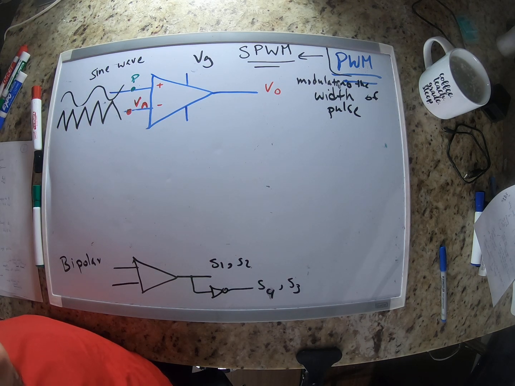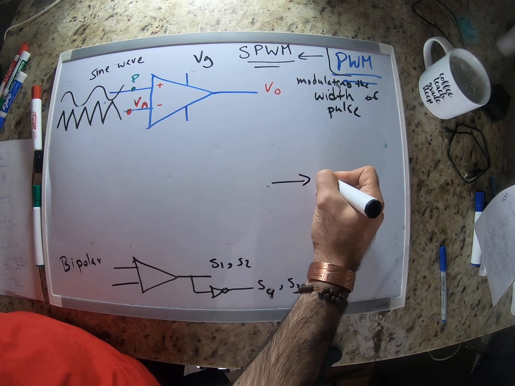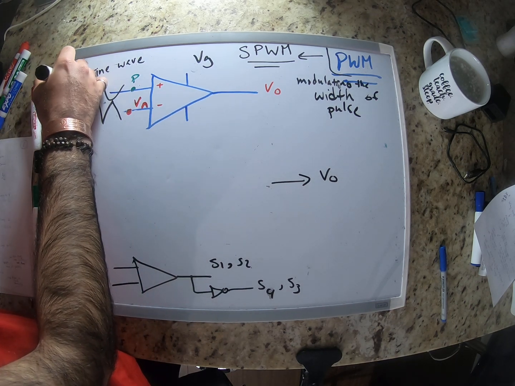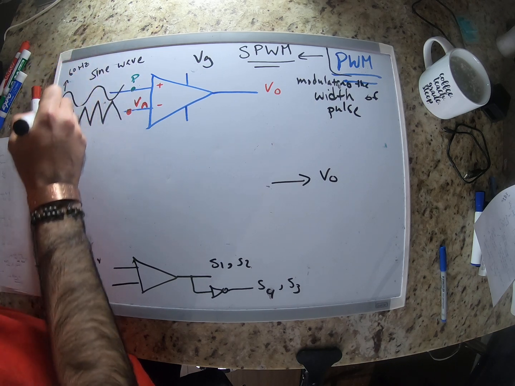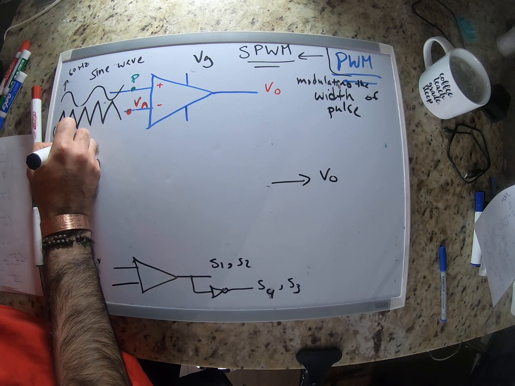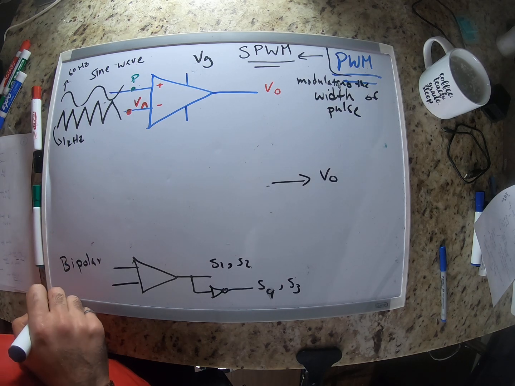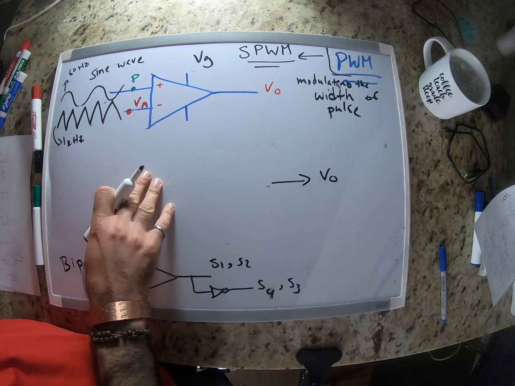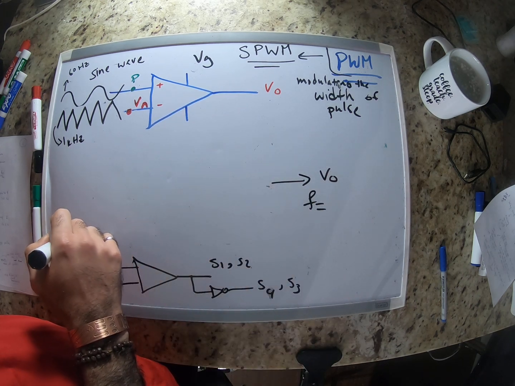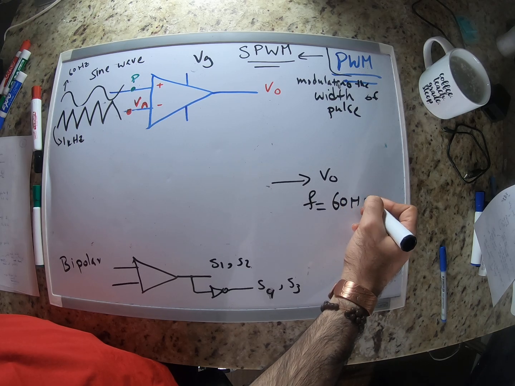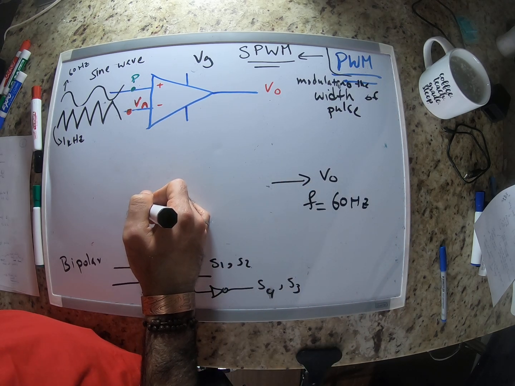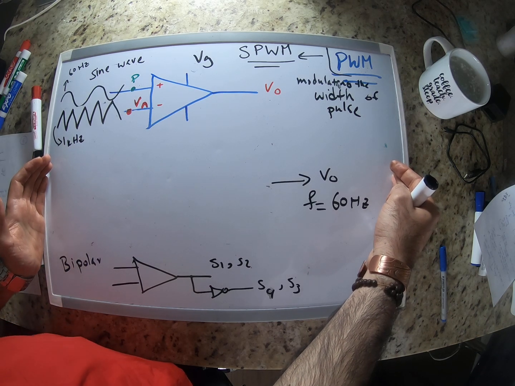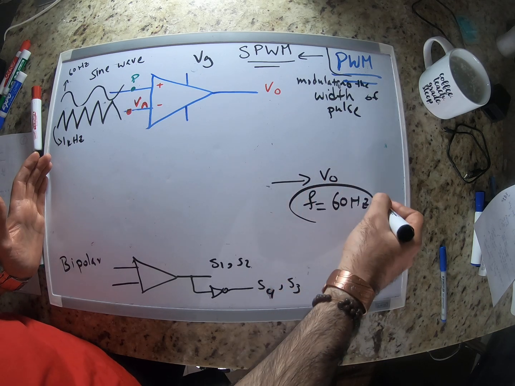So one question I have for you guys: the output that we get, what is the frequency of that output? Let's say this is 60 Hertz. This is 1 kilohertz. What's going to be the frequency of the output, 60 Hertz or 1 kilohertz? It's going to be 60 Hertz, right? Because the slower signal would take over, right? So the frequency of the output is 60 Hertz.